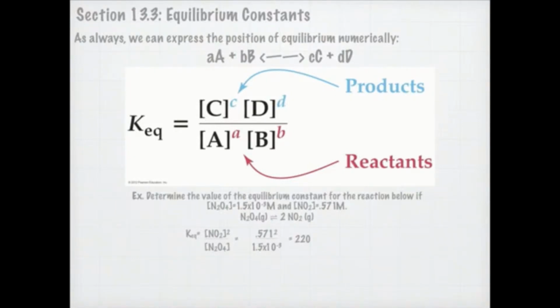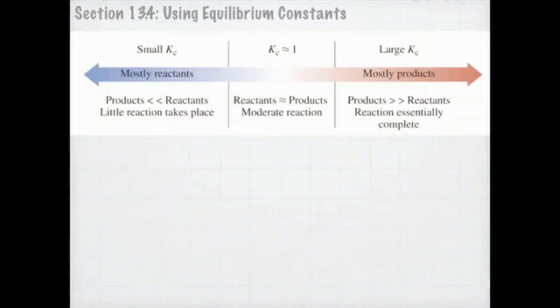So if you have more products than reactants, meaning your products are favored, that means your KEQ, your equilibrium constant, is going to be very large. It's going to be larger than 1. If you have more reactants than products, then your KEQ is going to be less than 1. It's going to be a fraction. So let's look at this.